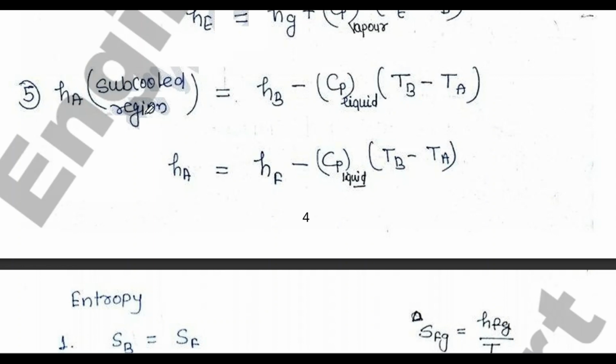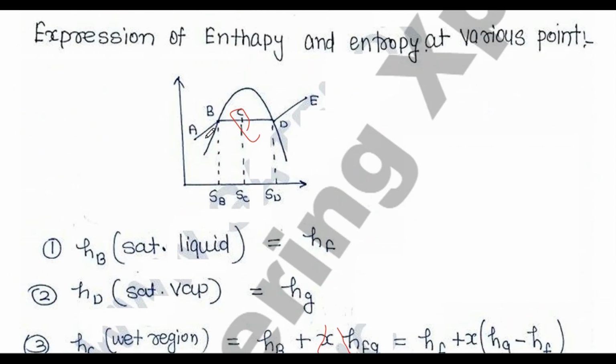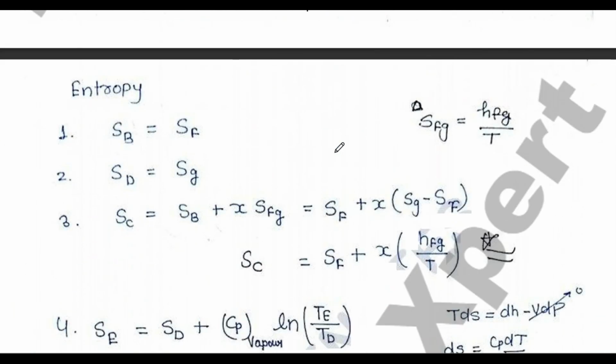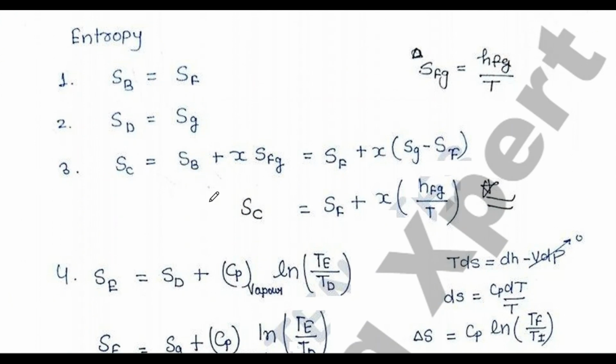Similarly, for HA, this point, it is HB minus Cp times (Tb minus Ta). For liquid, you know Cp and the temperature difference, so you can subtract, because it will have lesser energy than the energy at point B. So we are subtracting over here. Similarly, for entropy, the notations are basically similar. You can read it. I will be providing all these notes in the description link. You can access it from there.